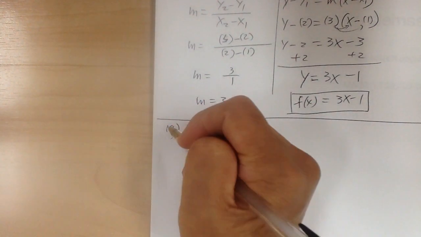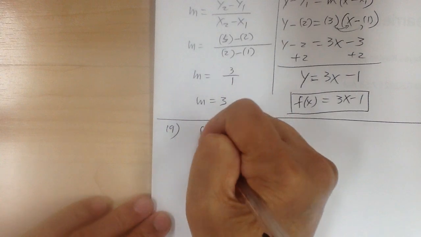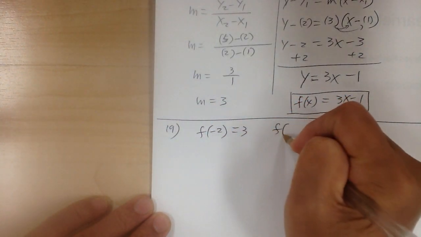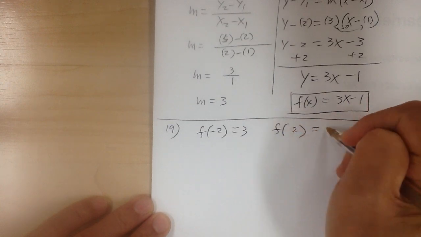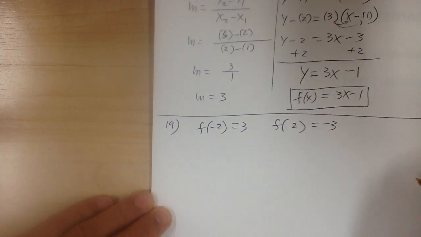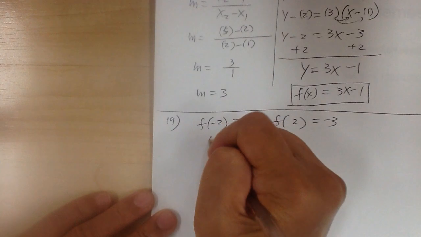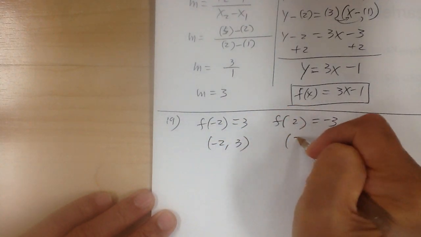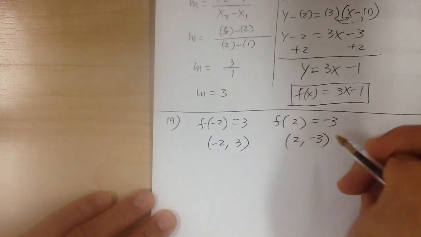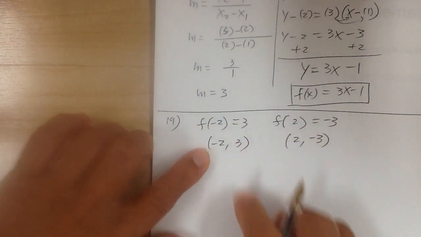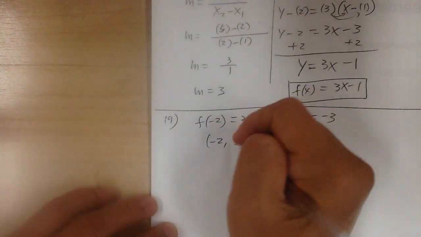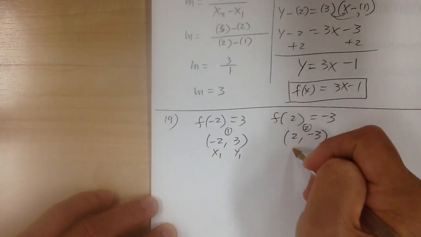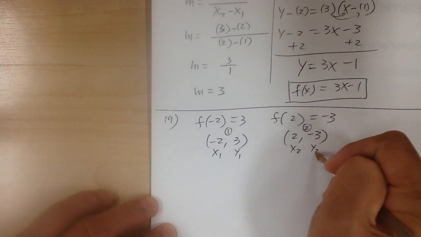Okay, number 19. You have f of negative 2 equal to 3. f of 2 equal to negative 3. So again, your point 1 is (negative 2, 3). And the second point is (2, negative 3). So again, whatever you see, you just put down. That's your point. So point 1, that's your x1, y1. This is point 2, so that's your x2, y2.